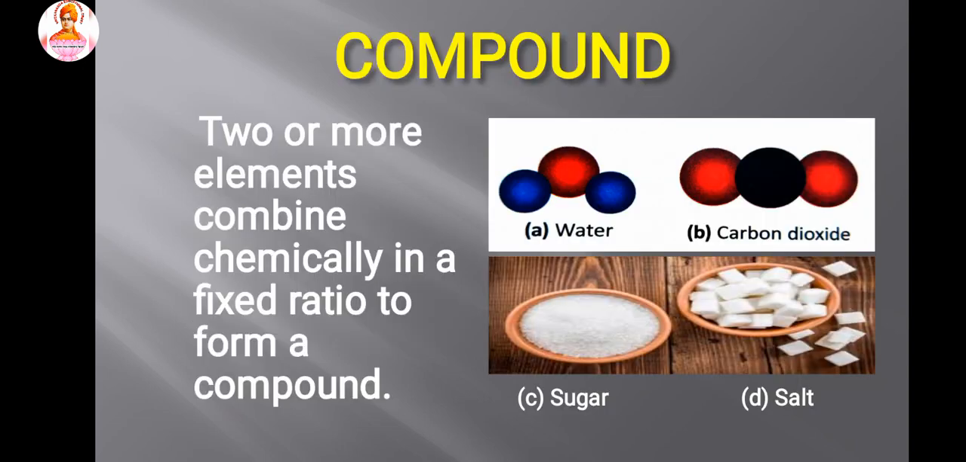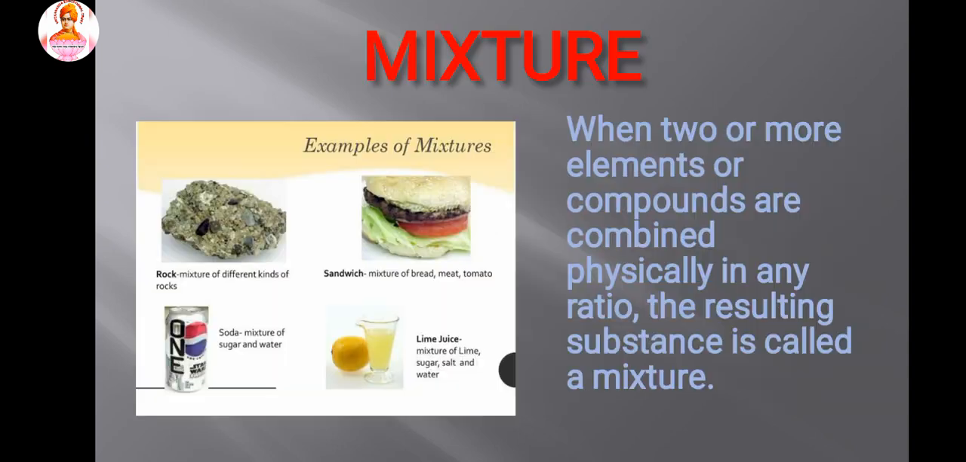Compound. Two or more elements combine chemically in a fixed ratio to form a compound. For example, water. Water is the combination of hydrogen and oxygen. Then carbon dioxide. Carbon dioxide is also a combination of carbon and oxygen. Then sugar and salt are also compounds.